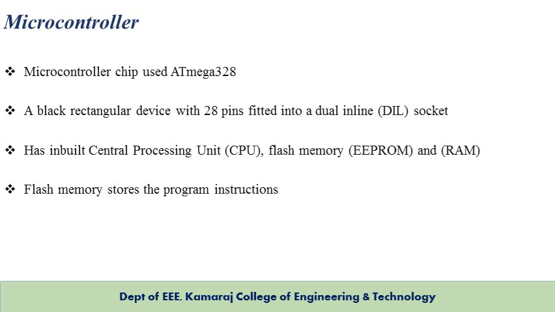Microcontroller. The microcontroller chip used in Arduino is an ATmega328 chip. It is a black rectangular device with 28 pins fitted into a dual inline socket. It has an inbuilt central processing unit, CPU, flash memory, EEPROM, and RAM. The flash memory is used to store the program instructions.